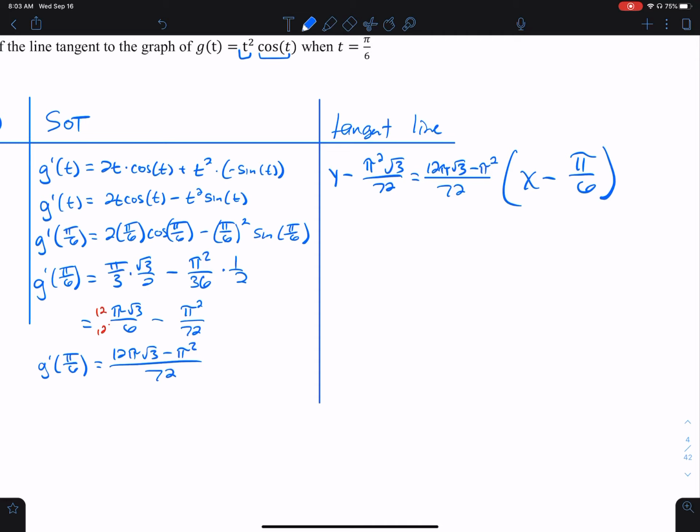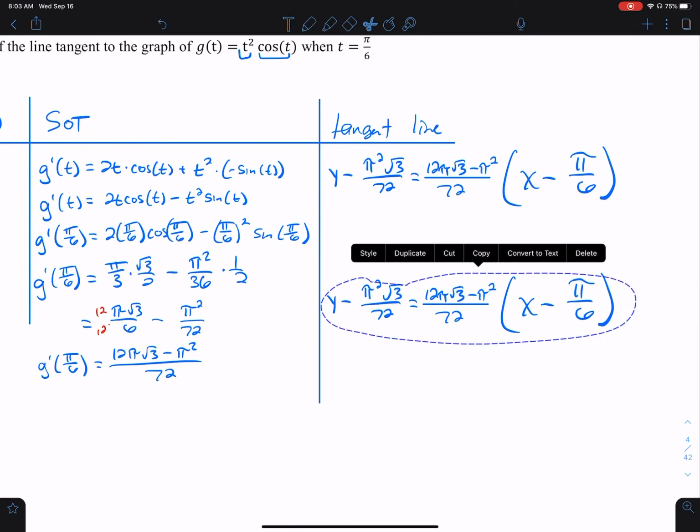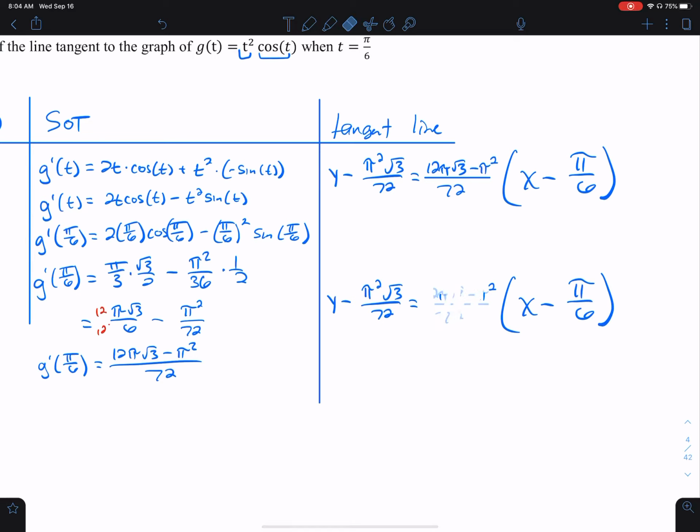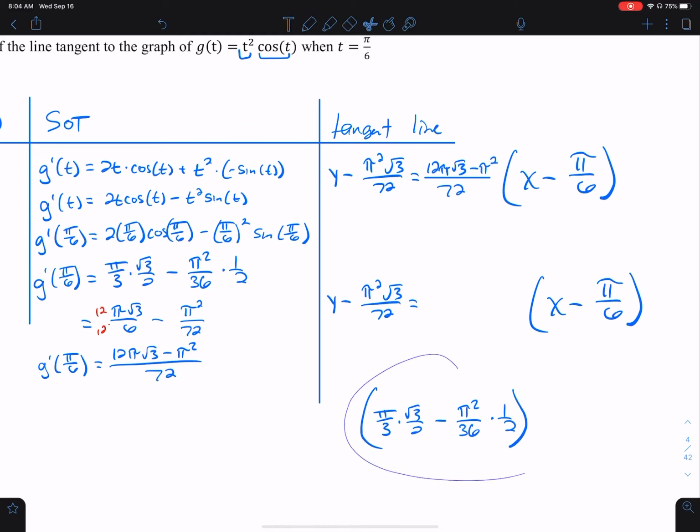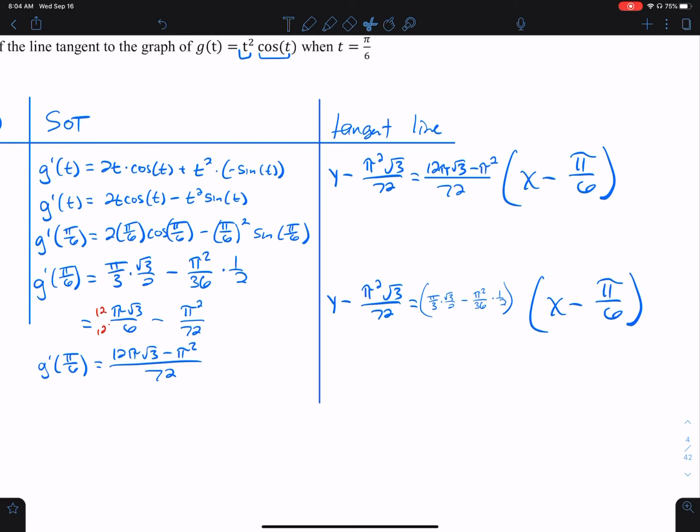Once again, if you wanted to write this like if it was a free response question and you wanted to put your slope as this, you can. You just got to make sure that you put it in parentheses because the slope's more than one term.